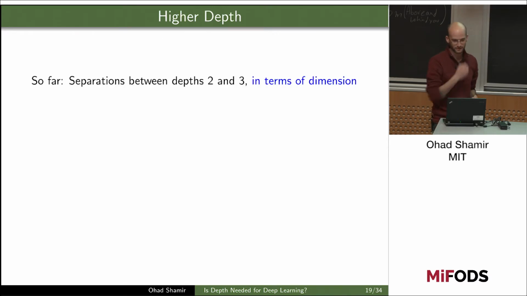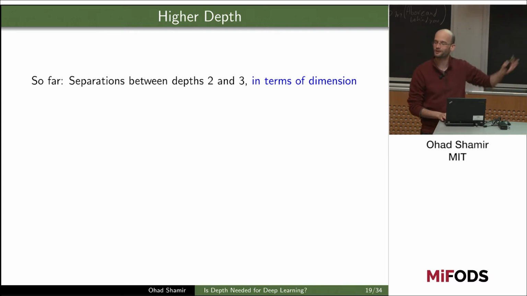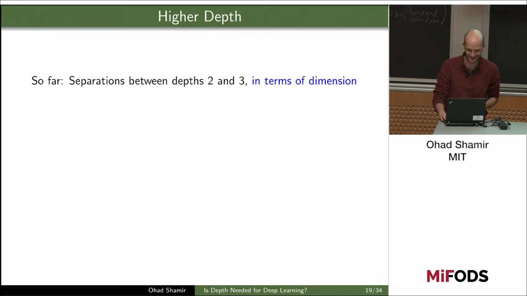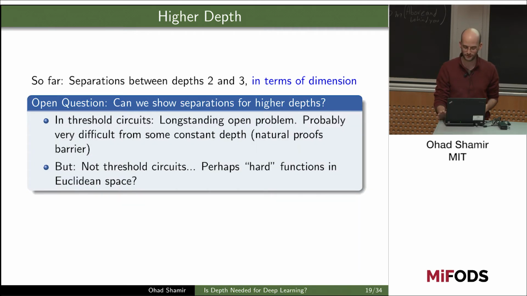OK, so far I talked about separating depth 2 and depth 3 in terms of dimension. It's very natural to ask, what about higher depths? What about these neural networks with 100 or 1,000 layers? And as of today, this is an open question. We don't know how to show separations in terms of dimensions for any higher depth. In our defense, I should say that the same situation also holds in threshold circuits. But there, at least we understand that there is some barrier that prevents us from proving much higher depth separations. In the context of neural networks, I have no idea.